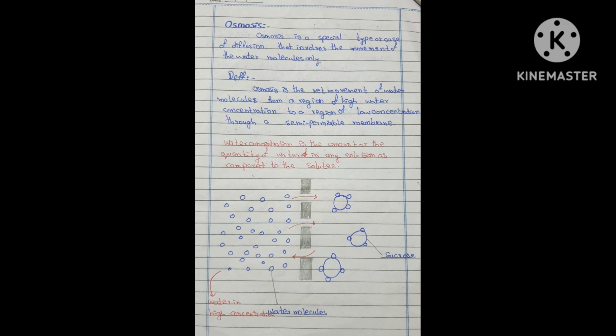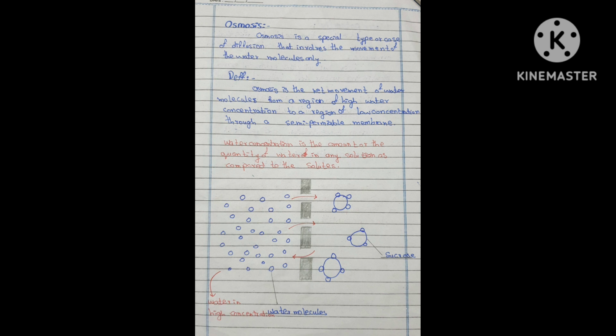So if we talk about osmosis, it is a special type, or a special case, of diffusion. In our previous video, I told you about diffusion and how it works, and some examples of them. So osmosis is a special type of diffusion that involves only the movement of water molecules. It restricts the diffusion to only the water molecules.